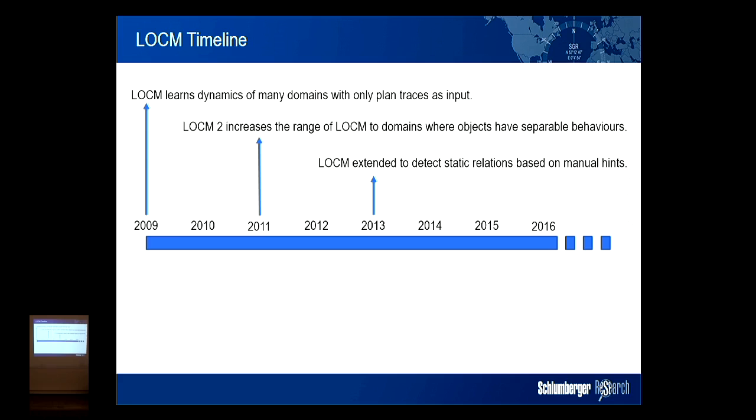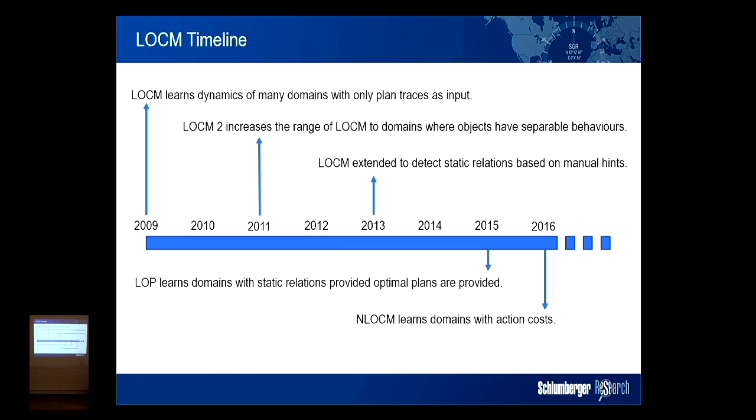2013 was the first work at all on static relations in LOCM, and that was based on manual hints. So this was the KR write-up in the journal paper of the original LOCM1 system. And then in 2015, there was LOP and also ASCOL, which learned static relations, and the LOP system relied on optimal plans. And then 2016, which is what you're seeing today, NLOCM, numeric LOCM, we're learning domains with action costs.